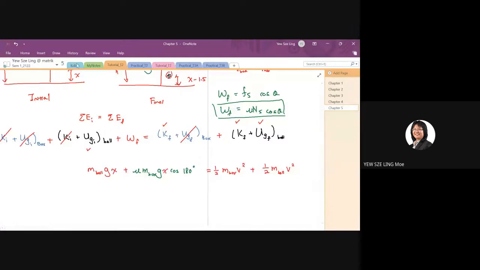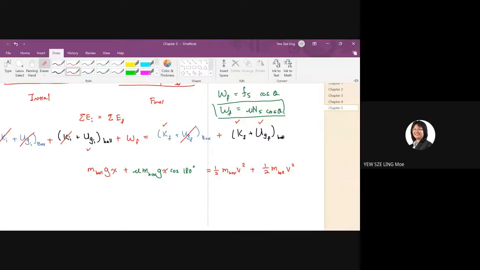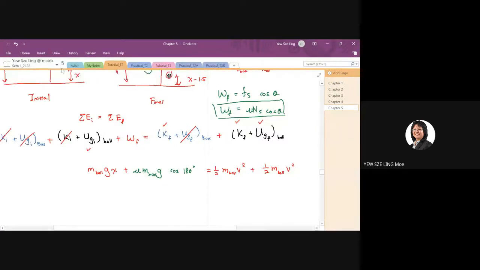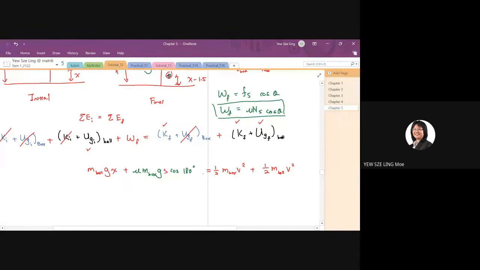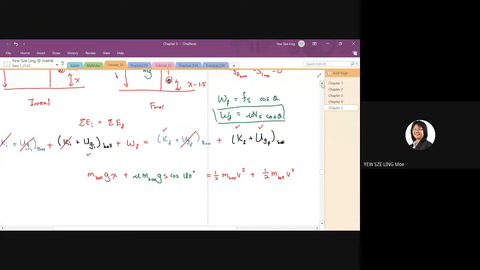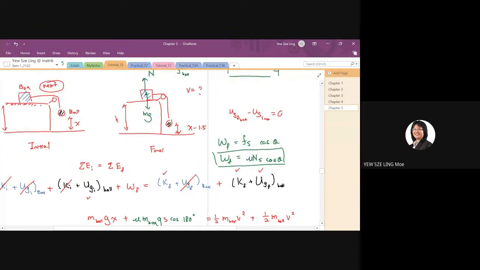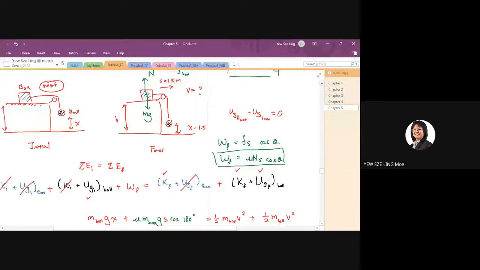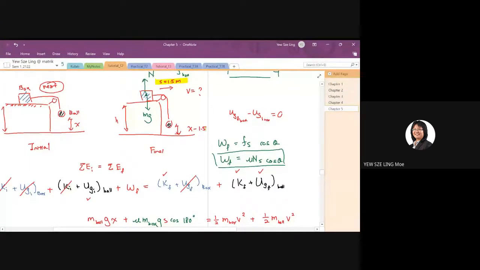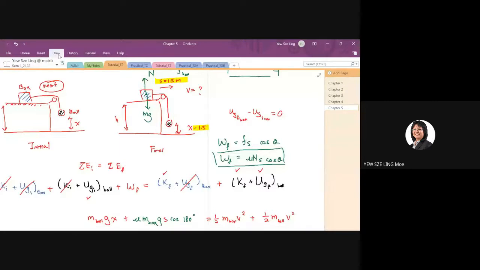Oh wait, I made a mistake just now. It's not x in the first equation. It should be 1.5. I'm going to leave it as s first, but s is equal to 1.5. Why? Because it tells us our ball moved by 1.5 meter. Then obviously my horizontal displacement s is also equal to 1.5 meter. So this one drops by 1.5 meter, so my horizontal box also moved by 1.5 meter.